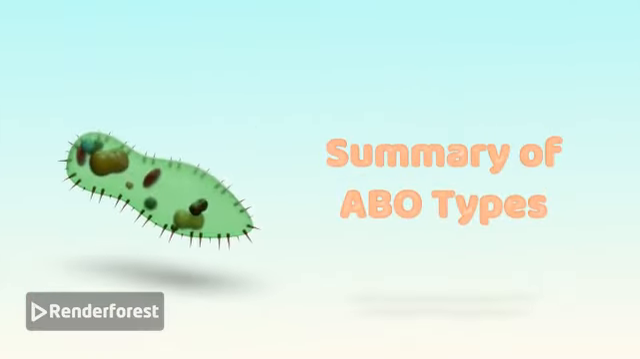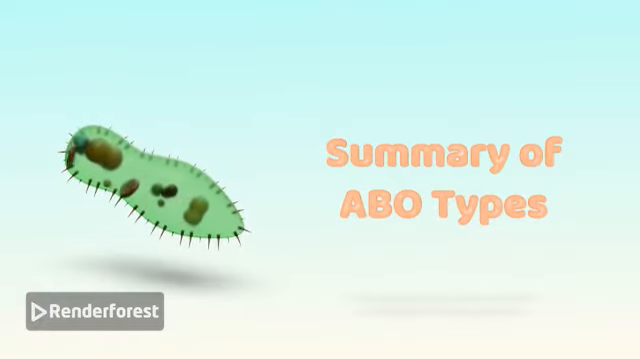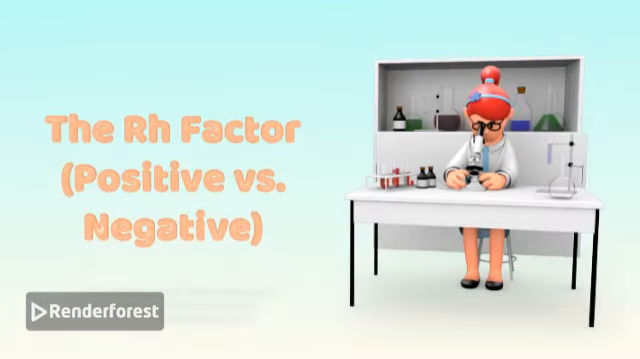O. Type A has A antigens and anti-B antibodies. Type B has B antigens and anti-A antibodies. Type AB has both antigens. Type O has none. Blood is also tested for the Rh protein. Rh positive indicates the protein is present, while Rh negative means it is absent.